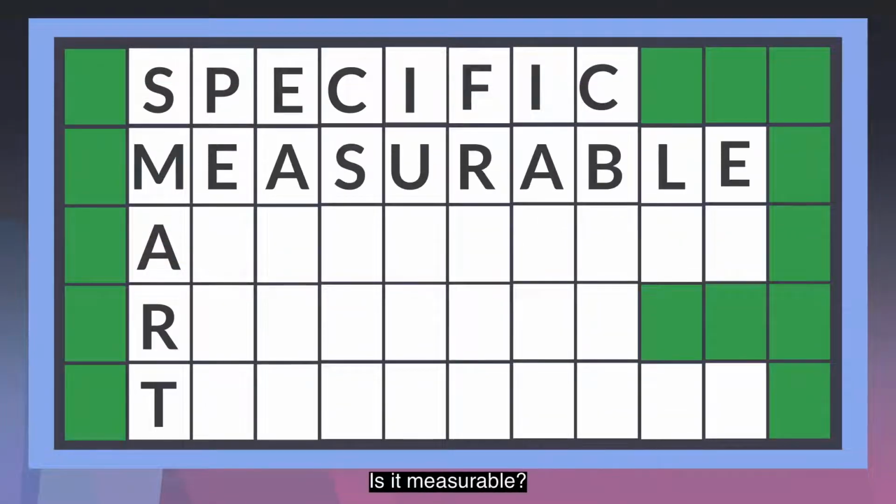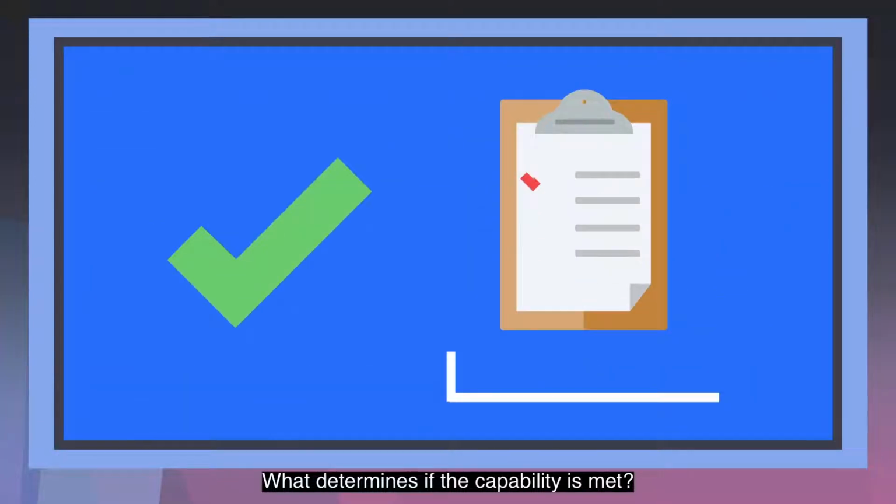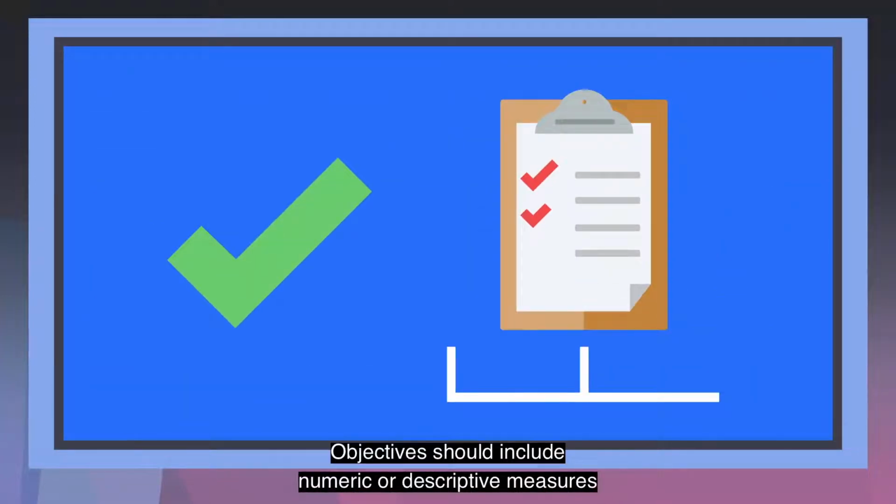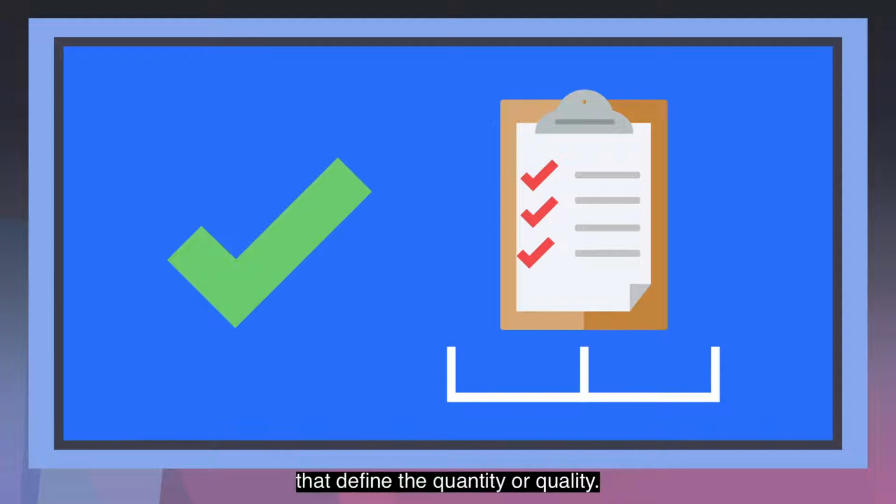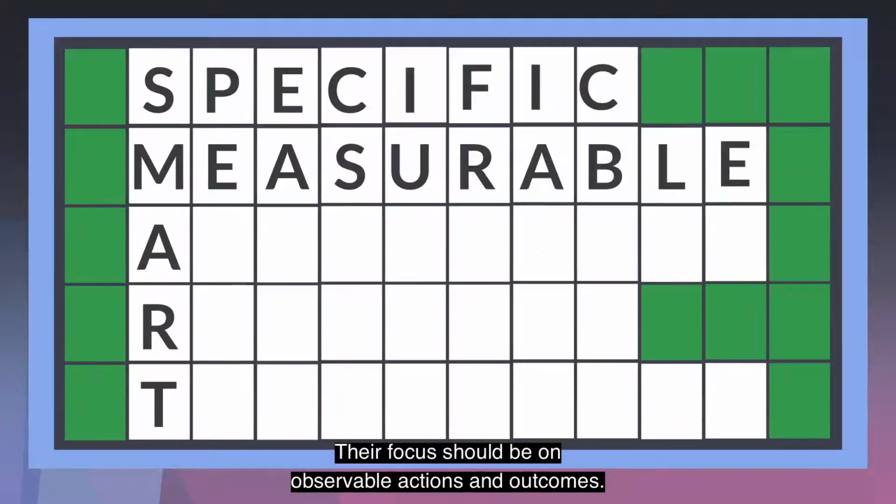Is it measurable? What determines if the capability is met? Objectives should include numeric or descriptive measures that define the quantity or quality. Their focus should be on observable actions and outcomes.